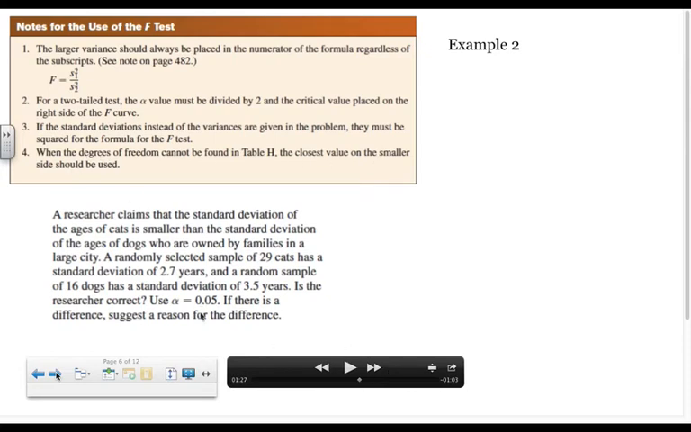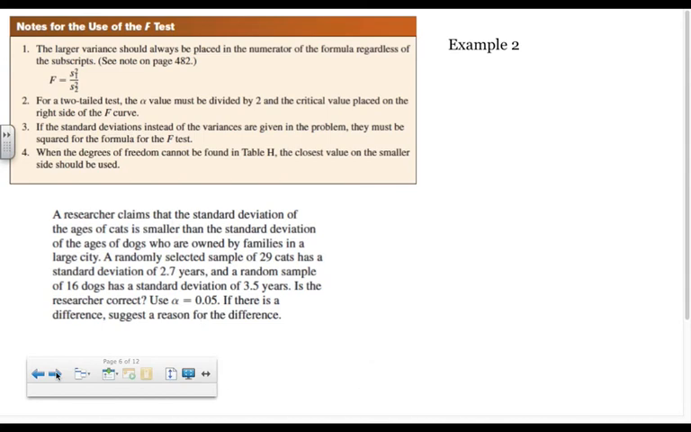So here's our example 2. It says a researcher claims the standard deviation of the age of cats is smaller than the standard deviation of the age of dogs who are owned by families in a large city. A randomly selected sample of 29 cats has a standard deviation of 2.7 years. A random sample of 16 dogs has a standard deviation of 3.5 years. Is the researcher correct? Use alpha equals 0.05.